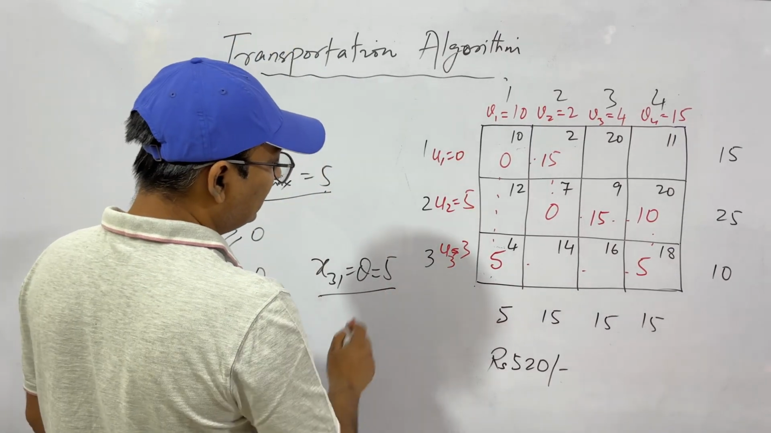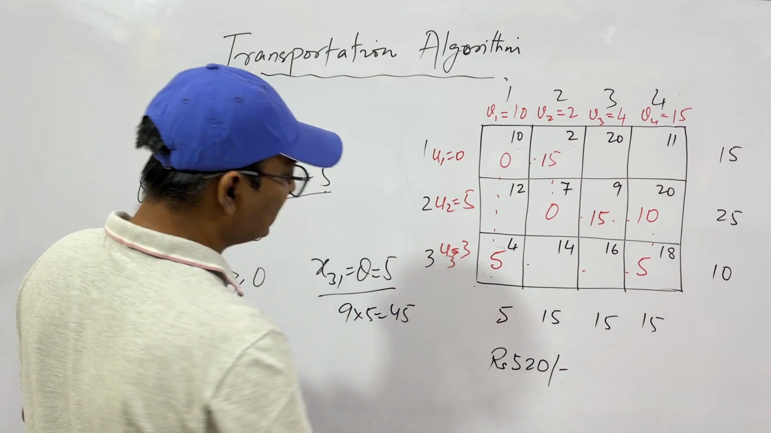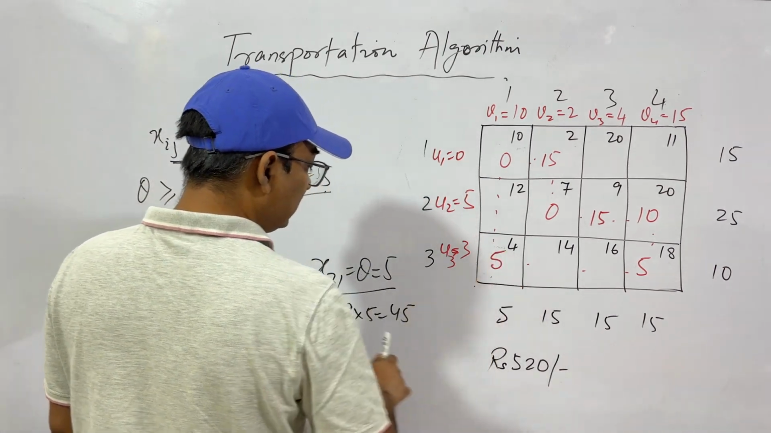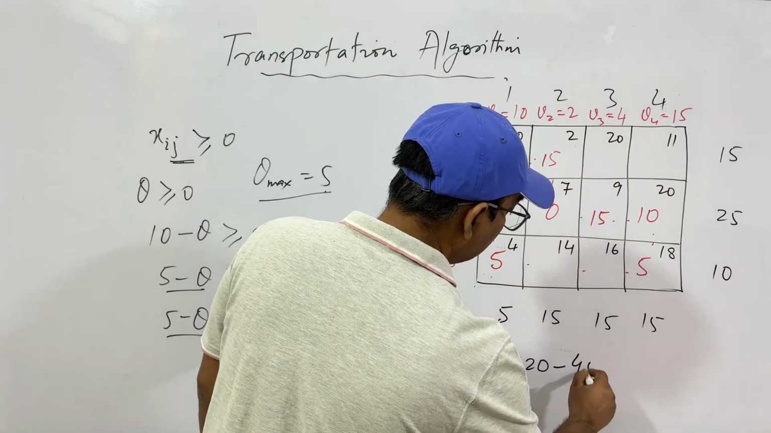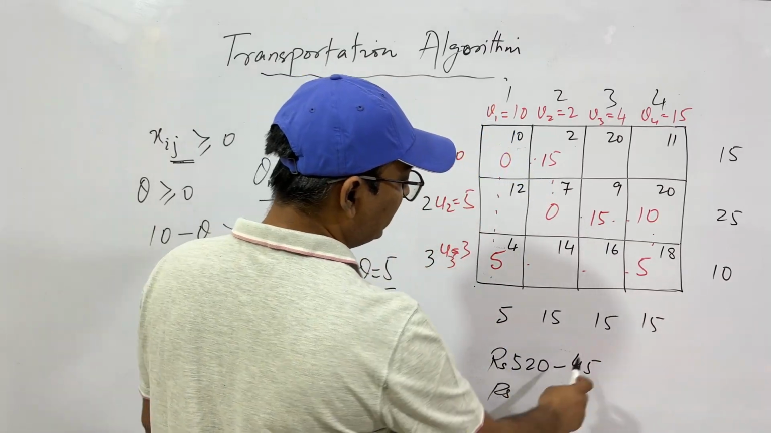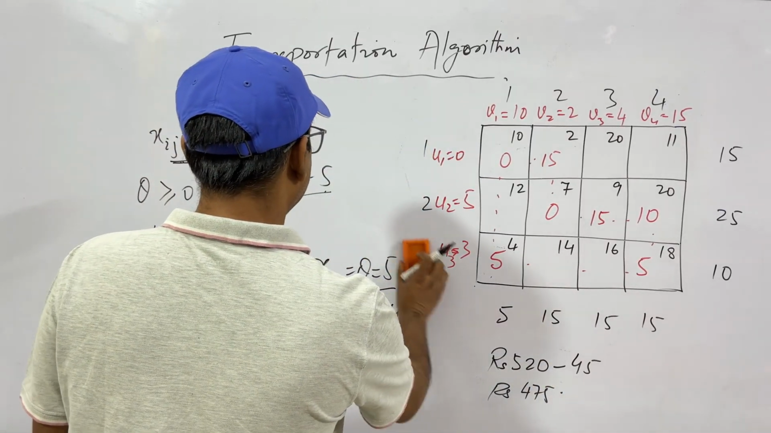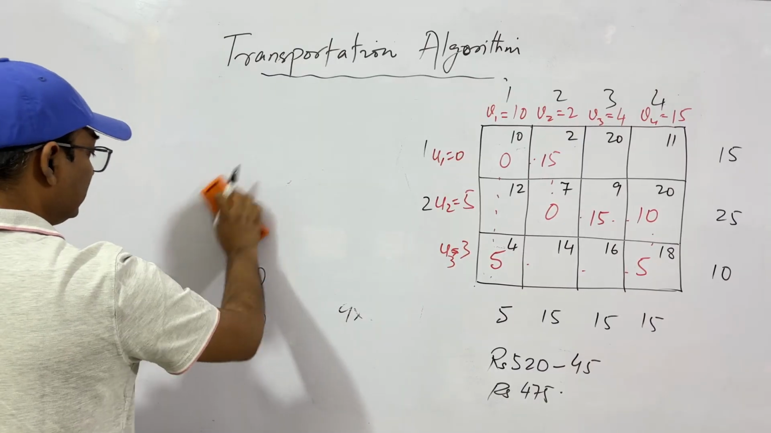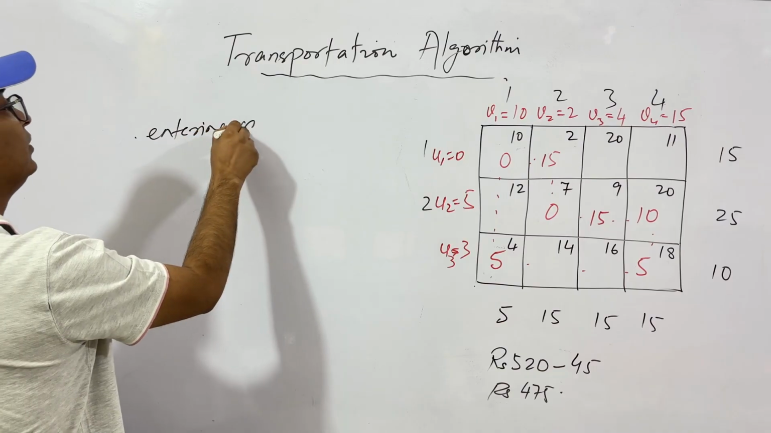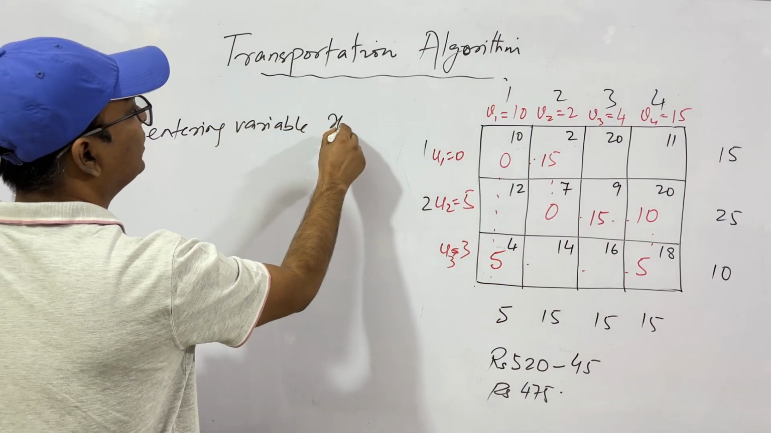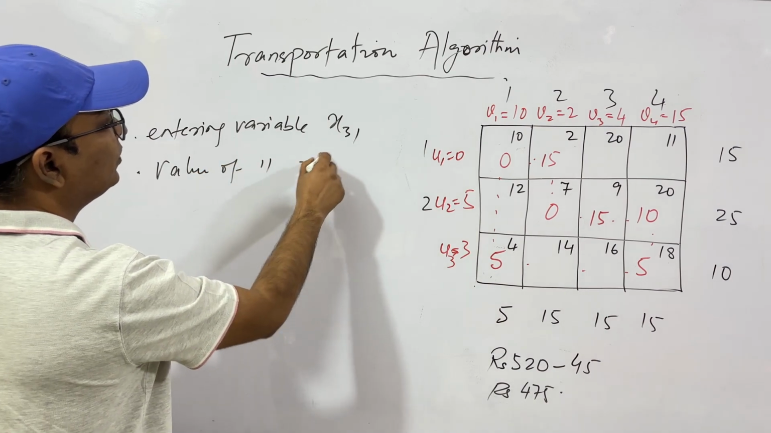So this is 5. Now remember that I had told you 9. So 9 cross 5, that is 45 rupees we will be saving. That is, when we have chosen this, this will save 45. That is, the new cost will be 520 minus 45, that is 475. This is the meaning. So we have found our theta, that is, the entering variable and the value of the entering variable. We have found the entering variable, which is x31, and its value, which is equal to 5.